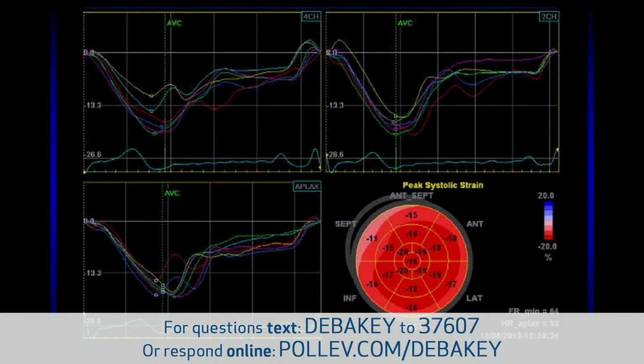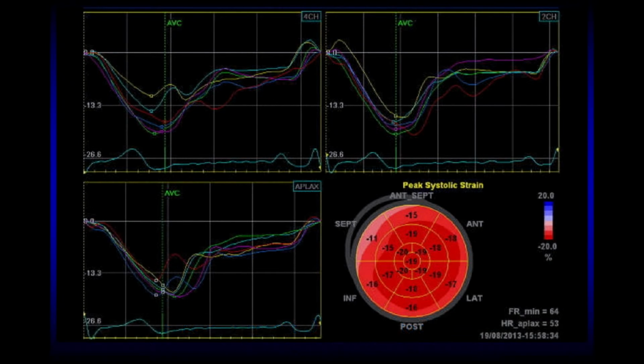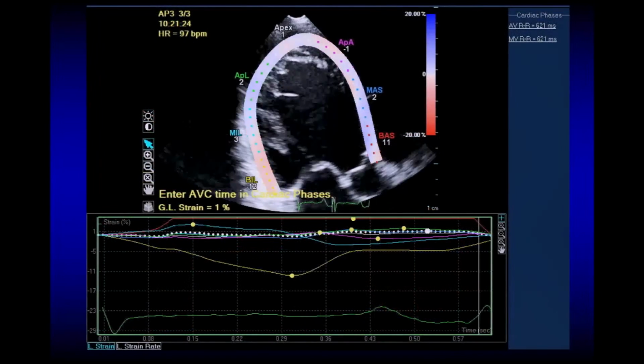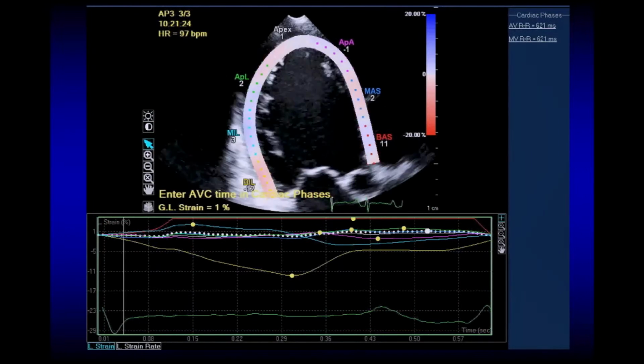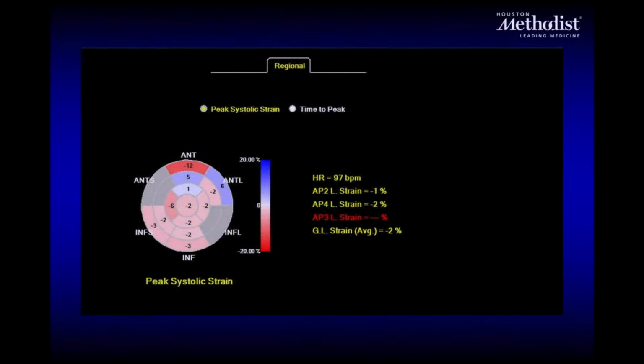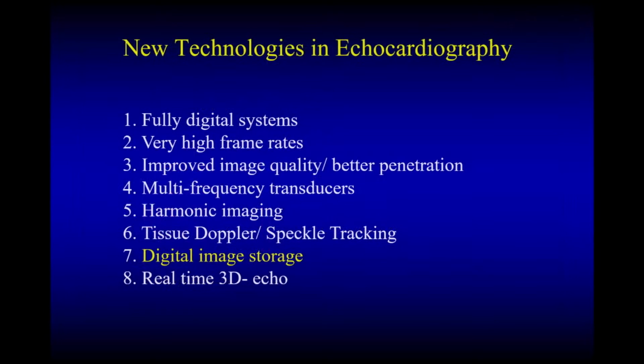And normally a GLS is lesser than minus 18%. Basically deformation in systole is minus 18, minus 19, minus 20, etc. And this is a very abnormal heart, obviously, with a GLS of just minus 2%. I mean, dramatic from normal to very abnormal.